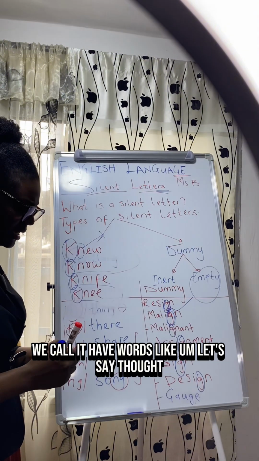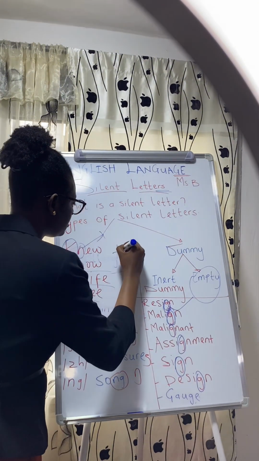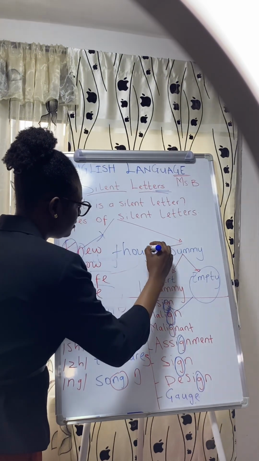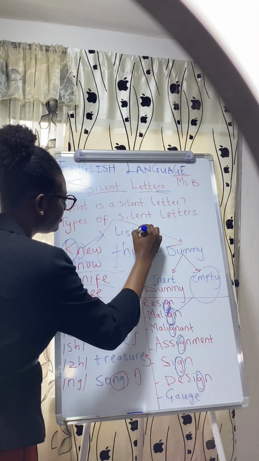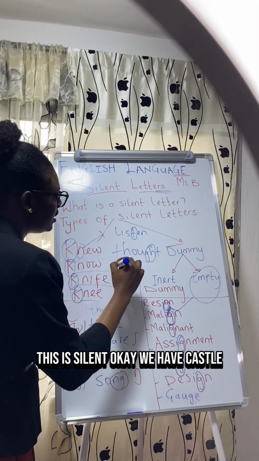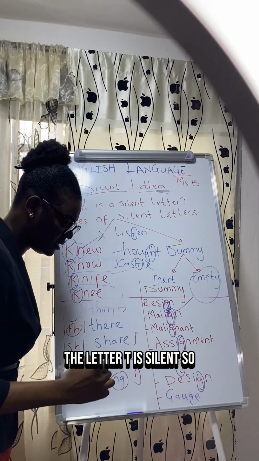We equally have words like thought. When you have thought, this is silent. We have even listen, this is silent. We have castle, the letter T is silent.